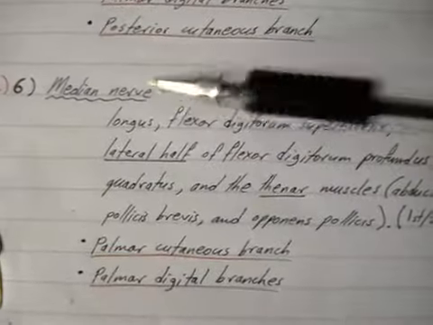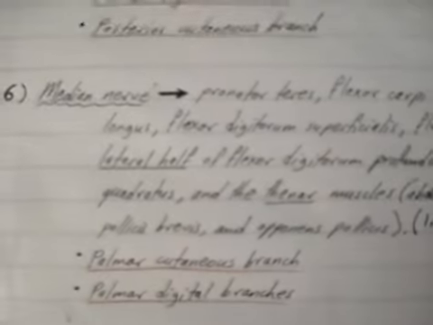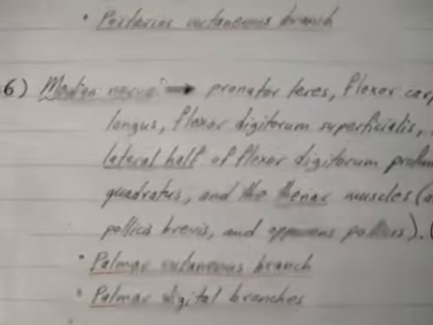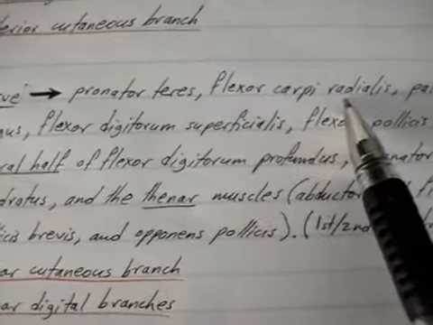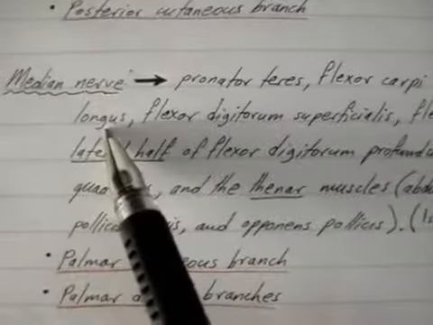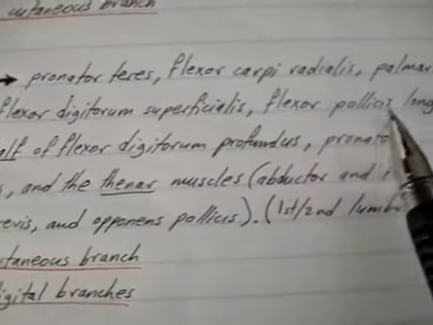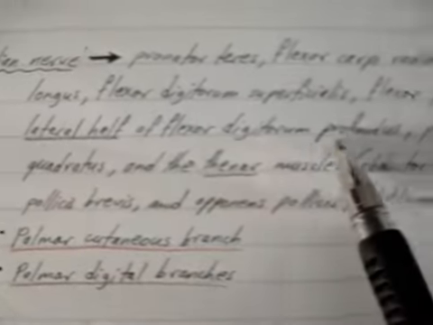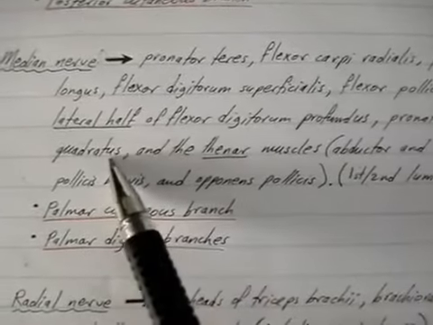Next we will look at the median nerve. The median nerve, C5 to T1, innervates all other flexor muscles of the forearm that were not innervated by the ulnar nerve. So these include the pronator teres, the flexor carpi radialis, the palmaris longus, flexor digitorum superficialis, flexor pollicis longus, the lateral half of flexor digitorum profundus, and the pronator quadratus.